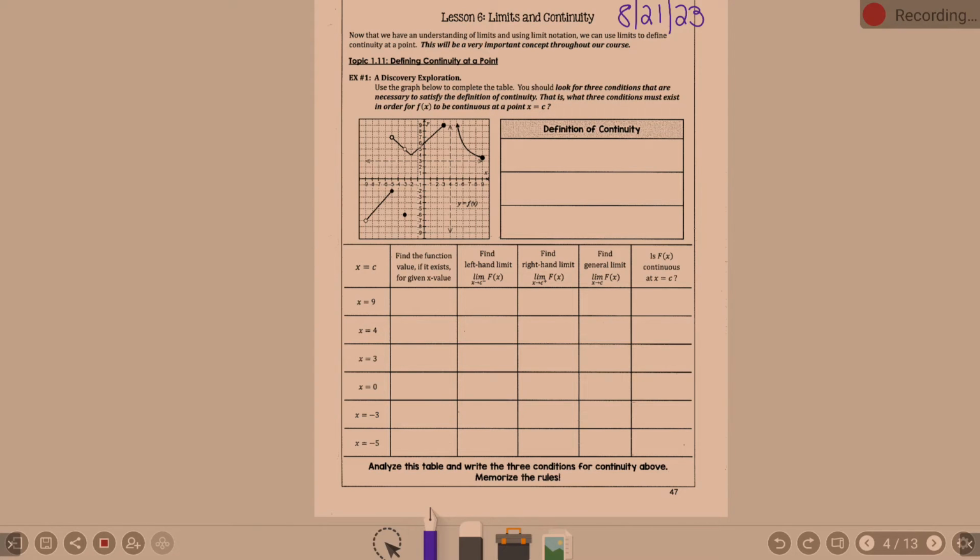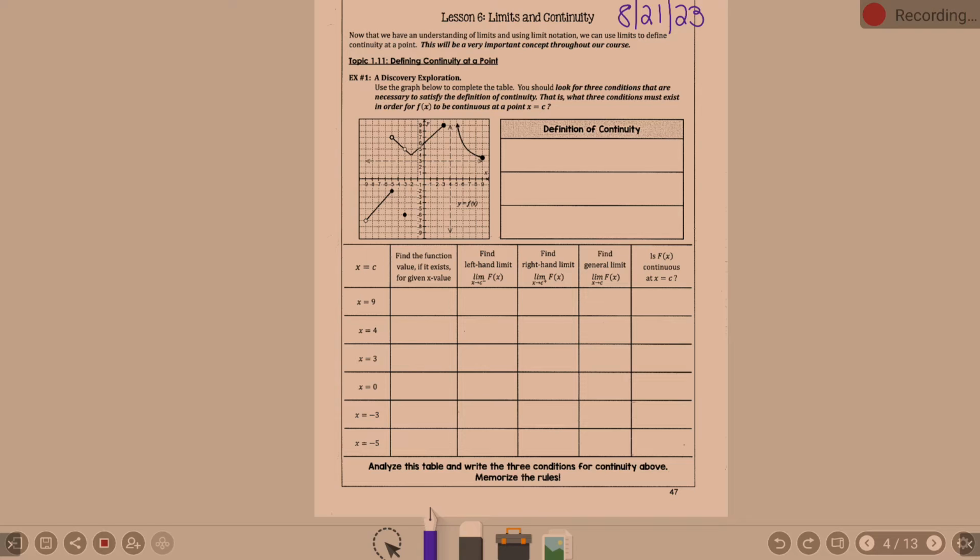Okay. Lesson 6. Limits and continuity. Some more limits. Shocker, right? Everything in Unit 1 is going to be limits. Now we have an understanding of limits and using limit notation. We can use limits to define continuity at a point. This is a very important concept throughout our course.